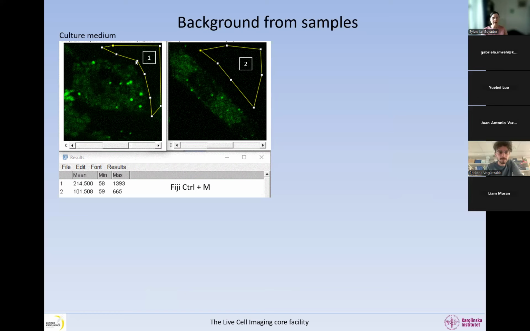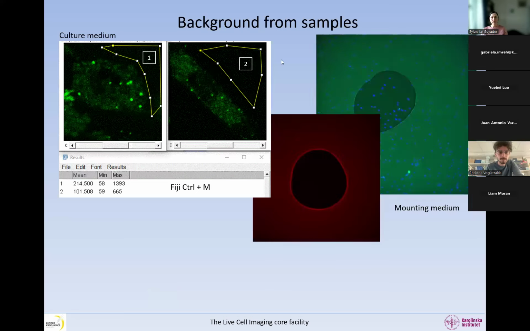So in here you see, for example, 2 different media, and then we measure outside the cells in this region of interest, and we can see here that the mean is 214 in here, and the mean is 101 in here. So much lower in this special medium for imaging. Another source of background, so this was culture medium for live samples, but here we have also the mounting media. It's very common that they age badly, and therefore you need to look at the way you're imaging normally and in the channels that you're using.